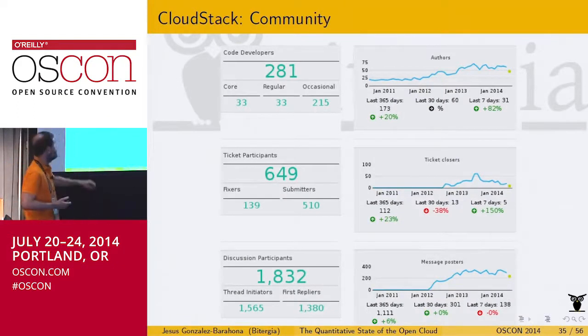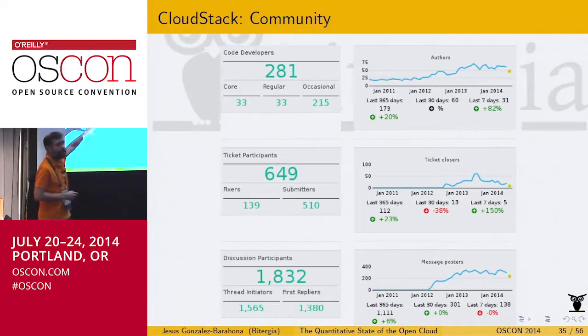This is CloudStack. As I said before, the community is much bigger. When you look at the core, it's not that different, but it's different. You have 33 people in the core, and you have a lot of people around too in the next 15%, so 33 in the regular contributors. Remember, this is for the whole history of the project.